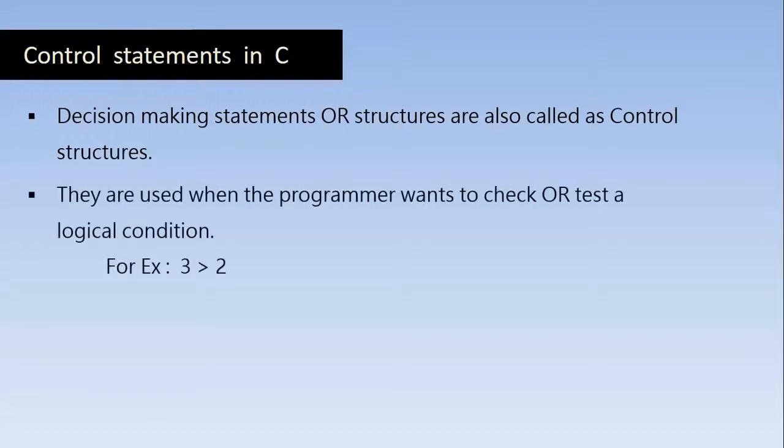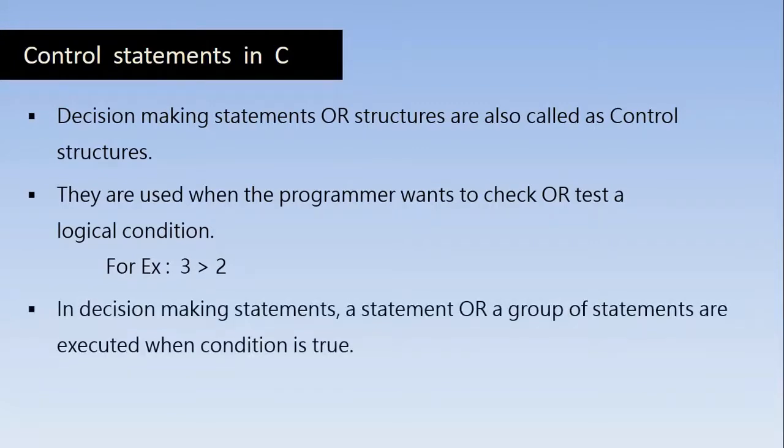We use them when the programmer wants to check or test a logical condition, like whether 3 is greater than 2 or not, or whether some variable has the same value as another or not. In such conditions we're going to use the control statements. Control statements are very useful when we want to check a logical condition, or make a logical decision depending on the conditions given.